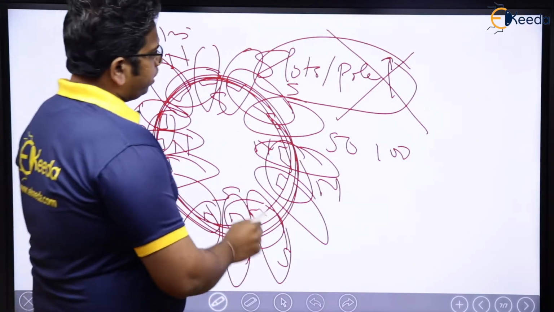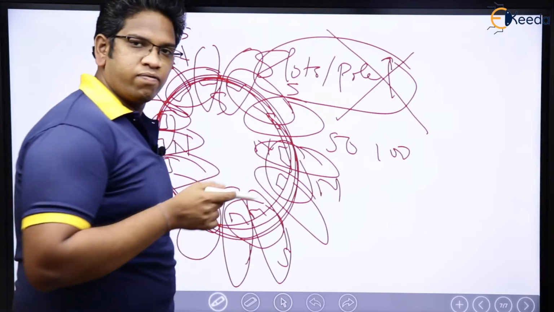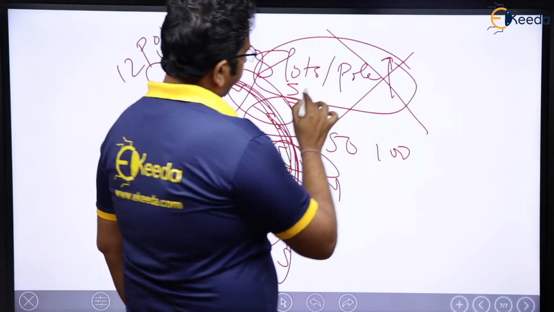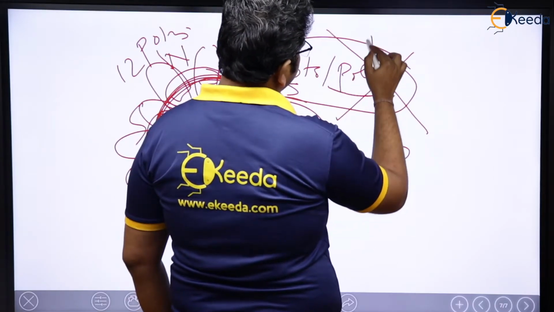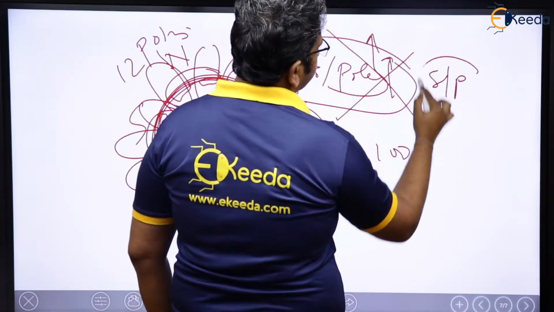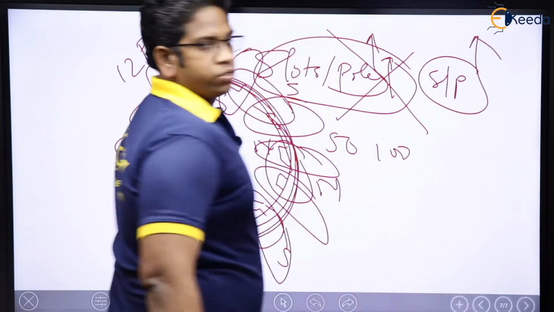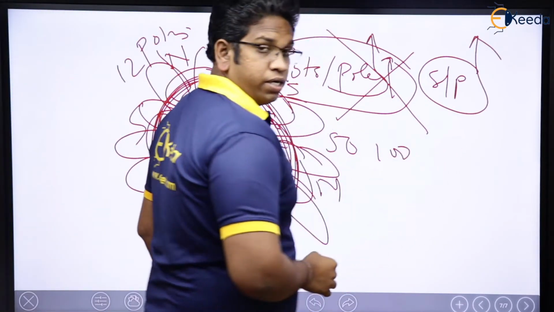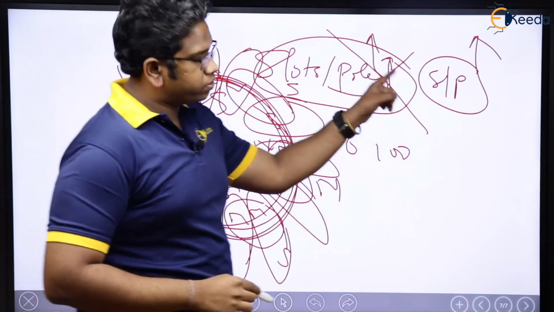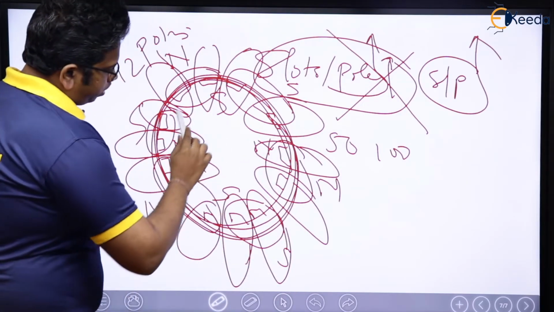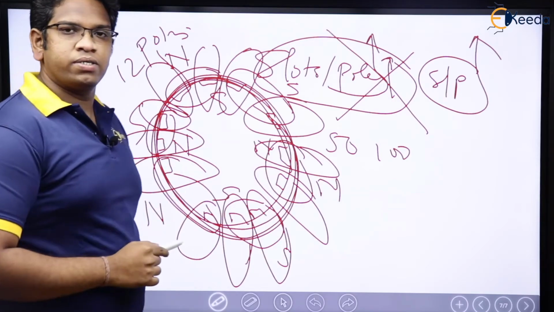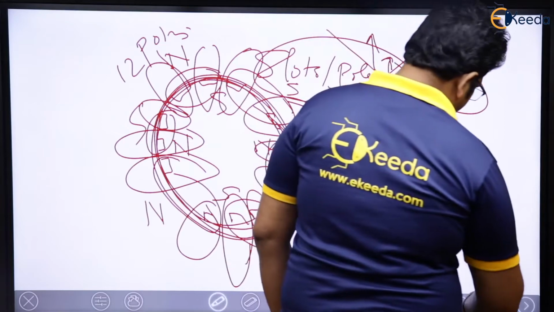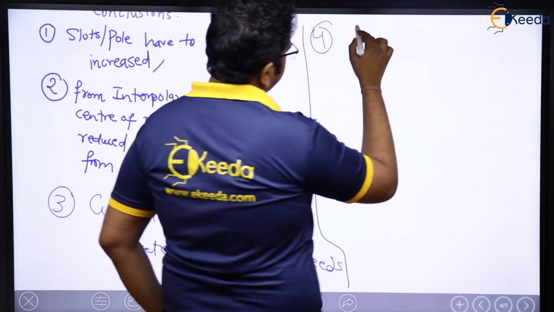But since, in order to have more sinusoidal flux density, we are going to have slots per pole increased, slots per pole has to be increased. This is the necessary condition. Because of this condition, the number of poles that can be incorporated here is going to be less. So, let me conclude. Fourth one, what is that?